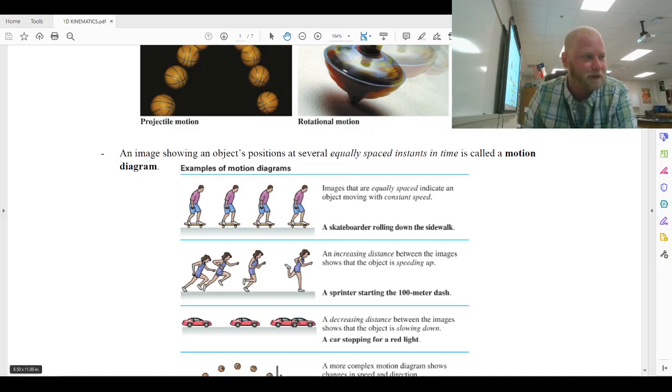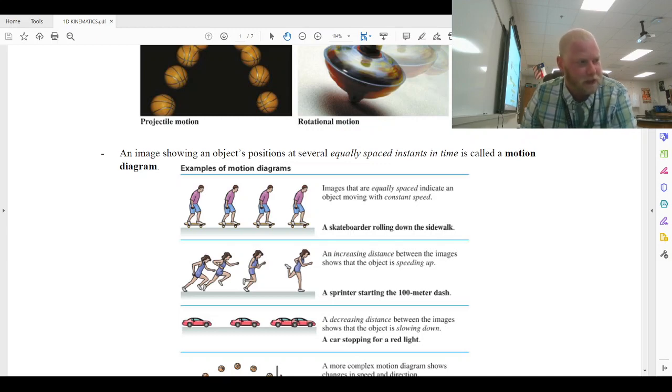If you look at this image here of the kid on a skateboard, every time you see the image of the kid, an equal amount of time has elapsed. So let's call this time equals 0 seconds, time equals 1 second, time equals 2 seconds, time equals 3 seconds. Between 0 and 1 seconds, he travels a certain distance. Between 1 and 2 seconds, he travels that same distance. Between 2 and 3 seconds, he travels that same distance again. So that tells us that in equal time intervals, he travels an equal distance, therefore he's got to be moving with a constant speed.